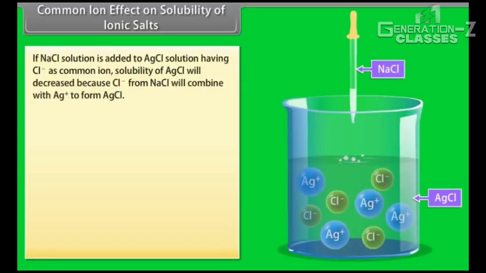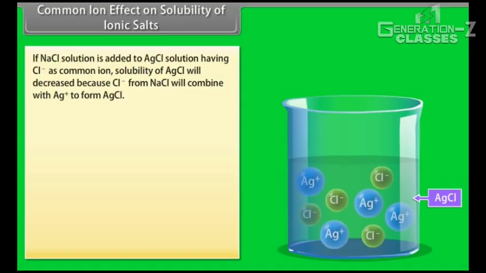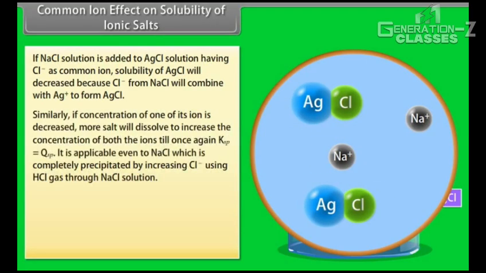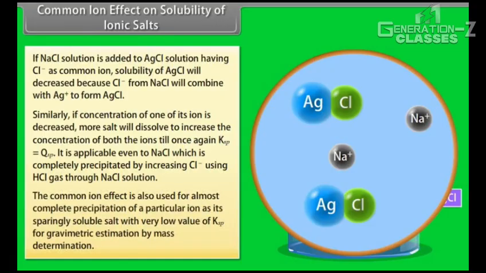Common ion effect on solubility of ionic salts. If NaCl solution is added to AgCl solution having Cl- as common ion, solubility of AgCl will decrease because Cl- from NaCl will combine with Ag+ to form AgCl. Similarly, if concentration of one of its ions is decreased, more salt will dissolve to increase the concentration of both the ions till once again Ksp = Qsp. It is applicable even to NaCl, which is completely precipitated by passing HCl gas through NaCl solution to increase Cl-. The common ion effect is also used for almost complete precipitation of a particular ion as its sparingly soluble salt with very low value of Ksp for gravimetric estimation by mass determination.